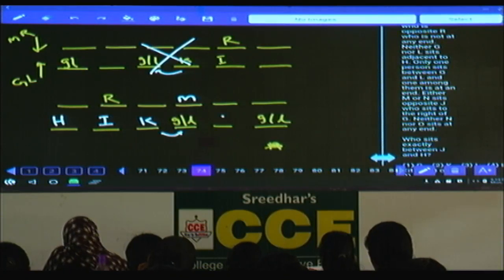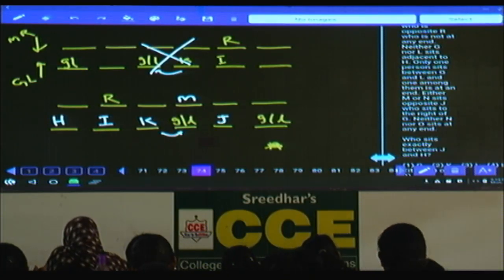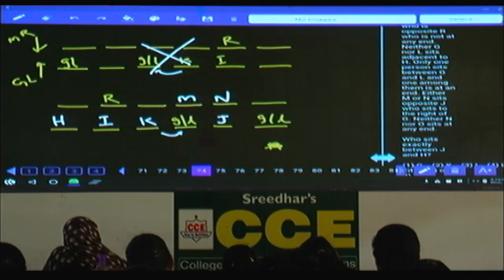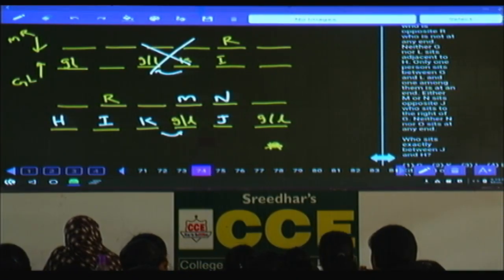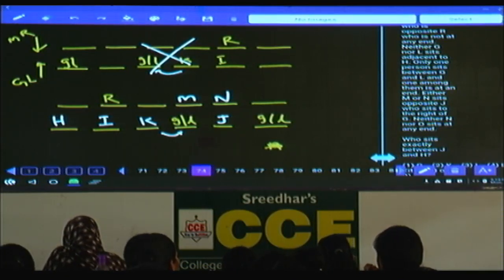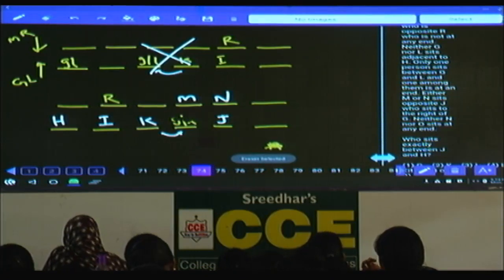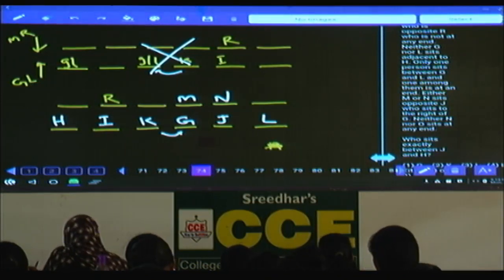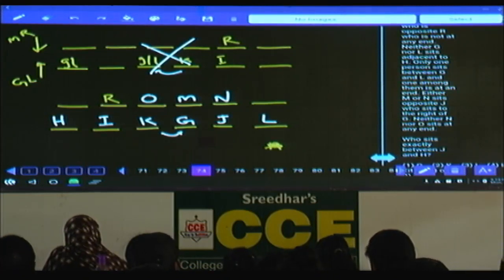Now J must be here. Either M or N is opposite. M is not opposite, hence N must be opposite to J. J sits to the right of G. Now J is to the right hand side of G, hence G cannot be at the extreme right end. As G is here, L must be at this place. And neither N nor O is at an extreme end, so O will be at this place.